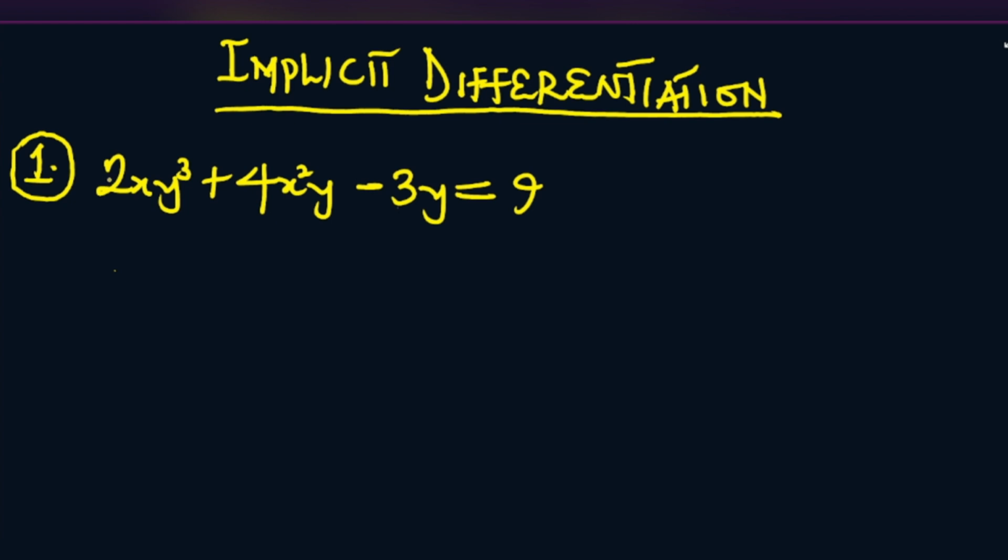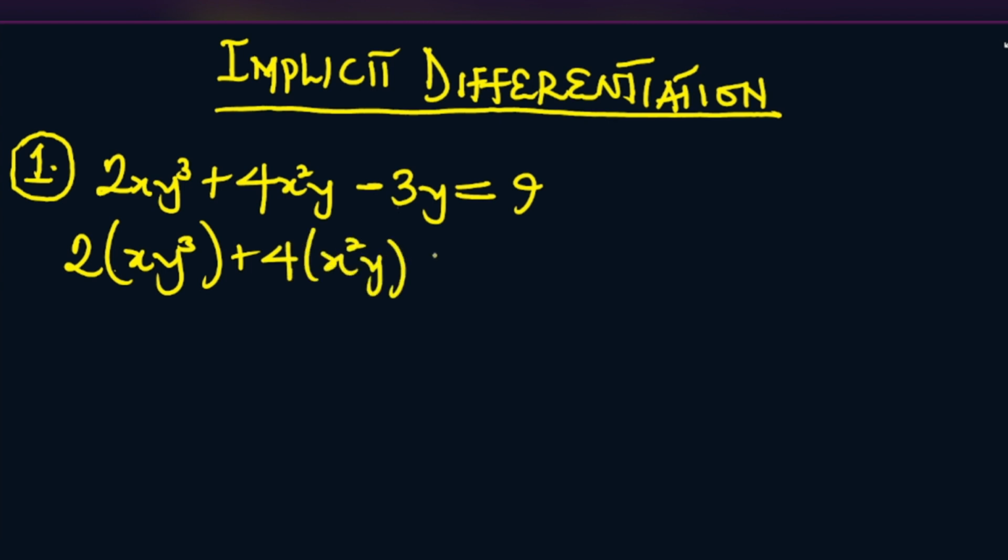Remember, I would always say that we have the variables here, x and y, multiplied by a constant. I will always write it this way: 2 into x, y cubed, plus 4 into x squared y, minus 3y equal to 9. So here we're going to be differentiating both sides of the equation, the left hand side and the right hand side.